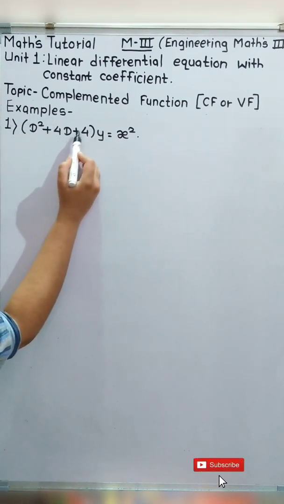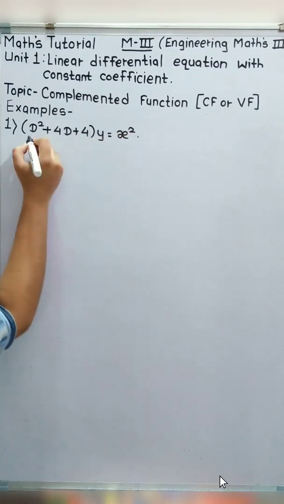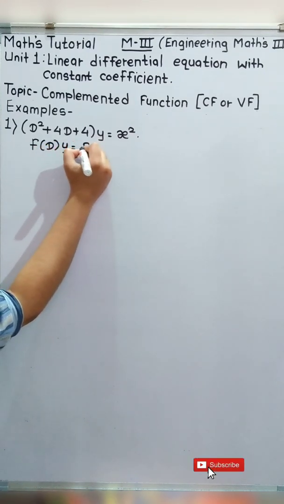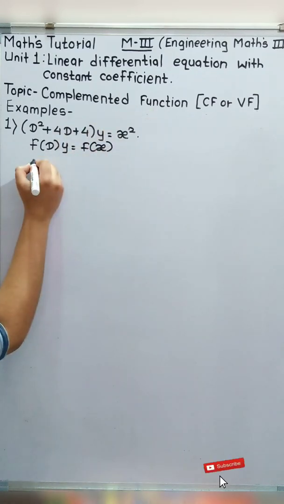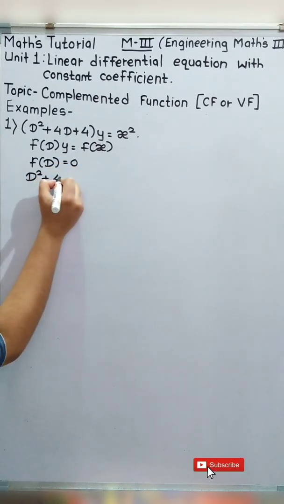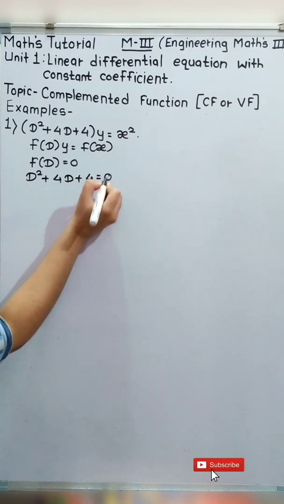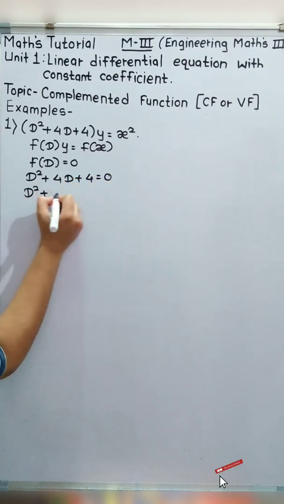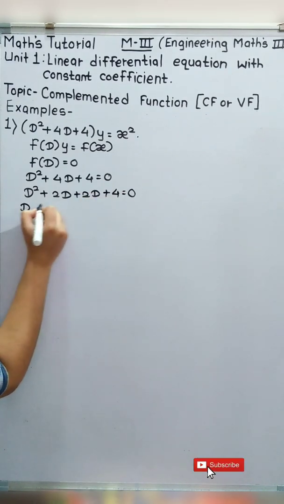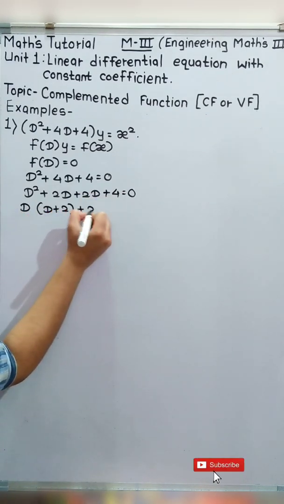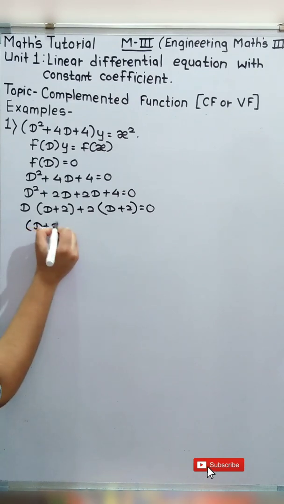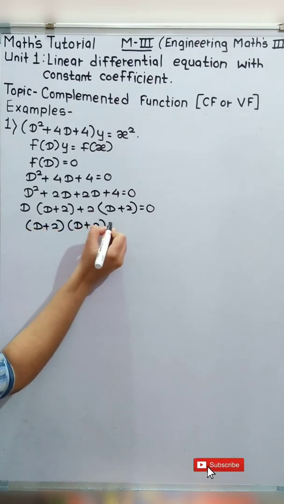(D² + 4D + 4)y = x². Our simplified form of the linear equation is f(D)y = f(x). For the complementary function, we put f(D) = 0. So D² + 4D + 4 = 0. Factorize it: D² + 2D + 2D + 4 = 0, so D(D + 2) + 2(D + 2) = 0, so (D + 2)(D + 2) = 0.